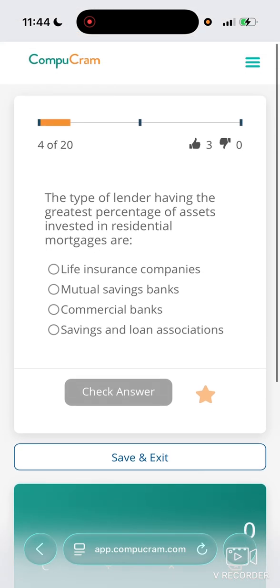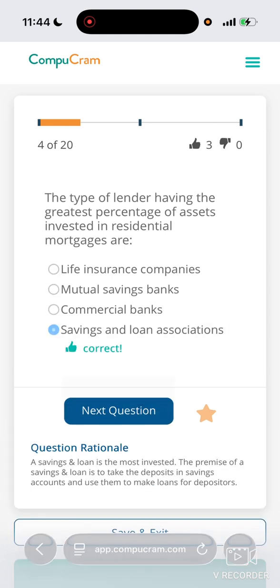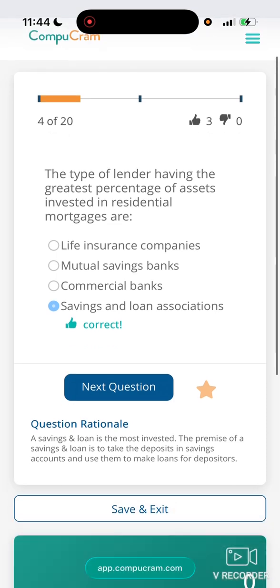Number 4. The type of lender having the greatest percentage of assets invested in residential mortgages are life insurance companies, mutual savings banks, commercial banks, savings and loan associations. Let's try savings and loan associations. I remember that one because I read that in the book, and I think it's only that one too. So a savings and loan is the most invested. The premise of a savings and loan is to take the deposits in savings accounts and use them to make loans for depositors.